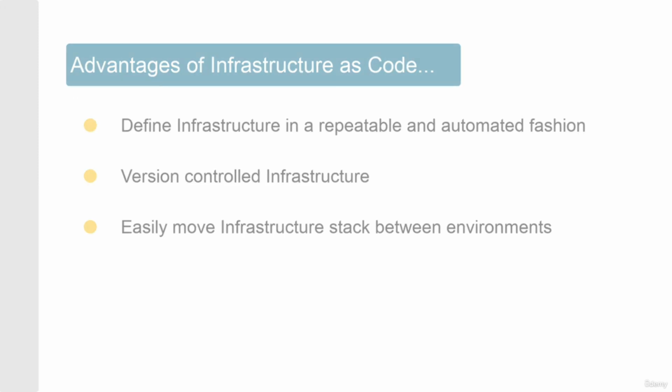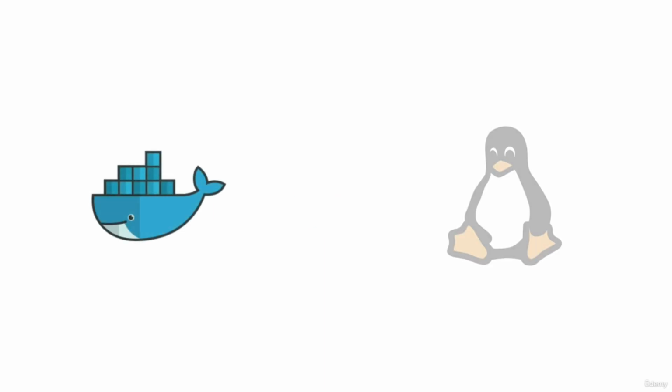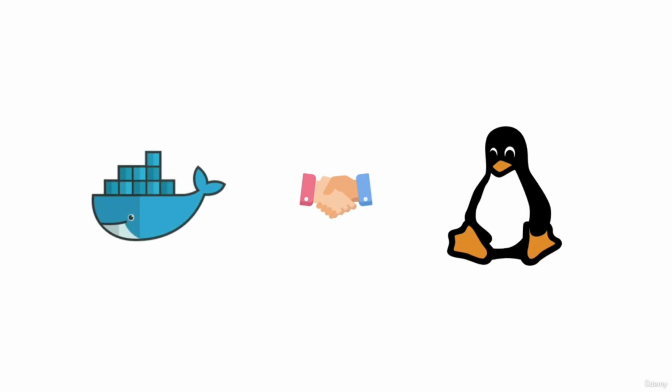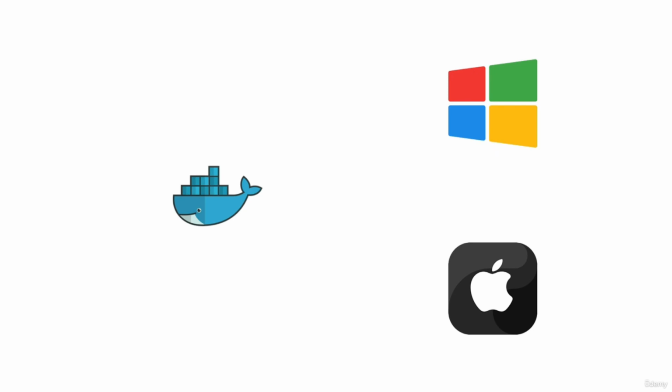Now, let's talk about the compatibility of Docker with different operating systems. In the beginning, Docker was all about Linux. It had a close bond with Linux. For example, you could not run a Linux-based container on a Windows machine because Linux-based containers cannot use Windows OS kernel. But Docker had a grand vision. They wanted to spread the container magic to Windows and Mac users.